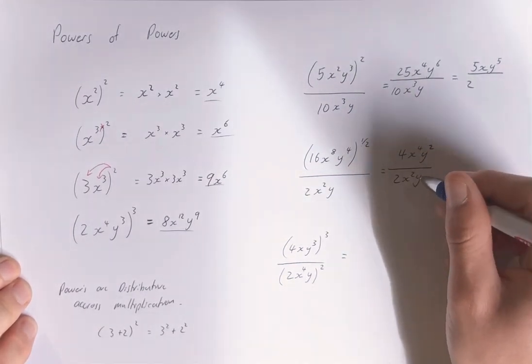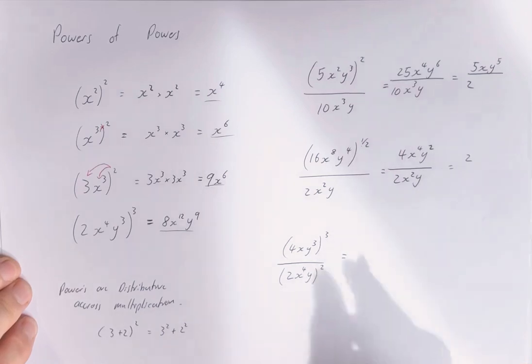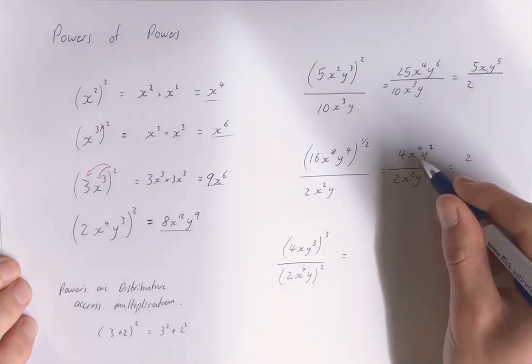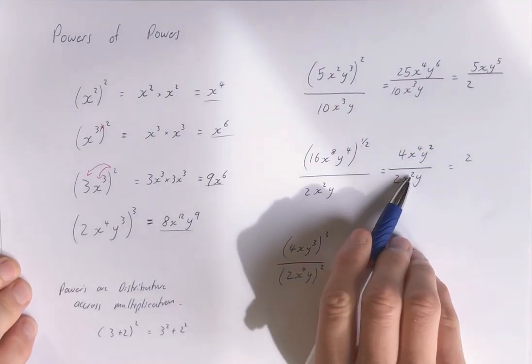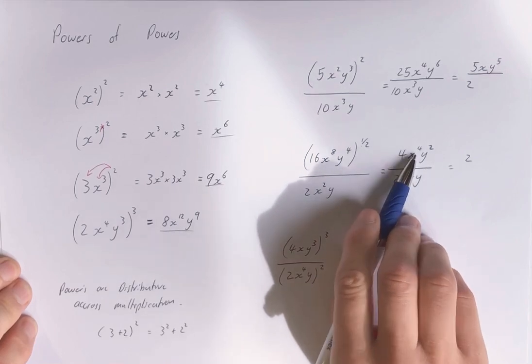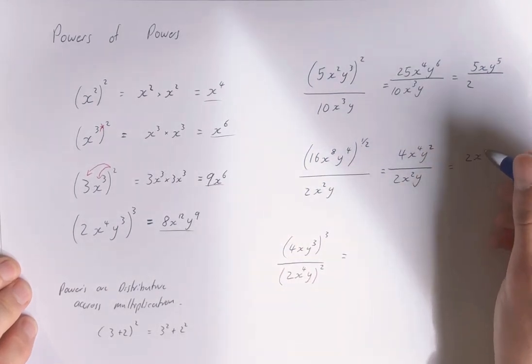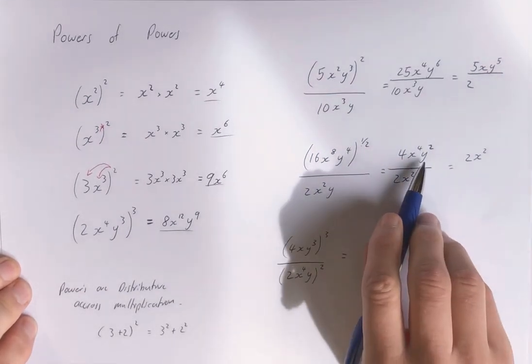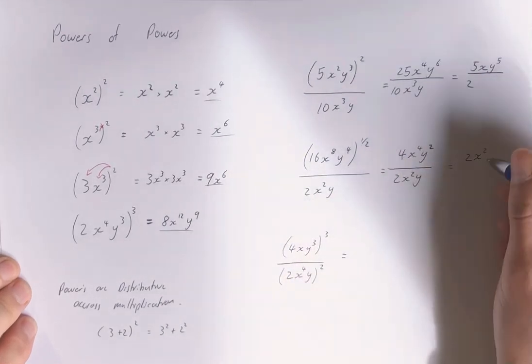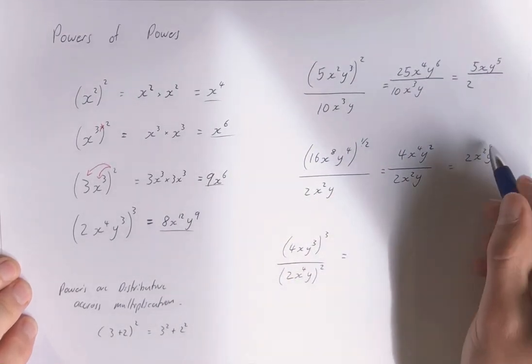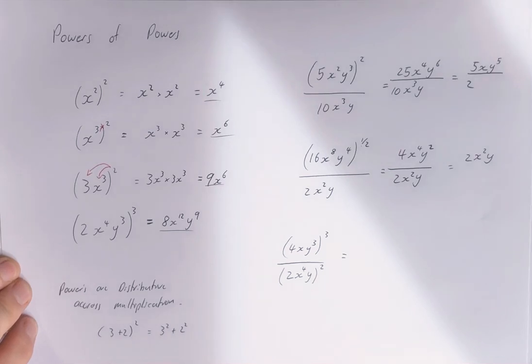So 4 over 2 is 2. We've got x to 4 over x squared. Well, it's going to cancel 2 top and bottom, leave me with 2 on the top. And we have a y squared over y, cancelling a y. And there we have it. That's as simple as it gets. That's our answer.